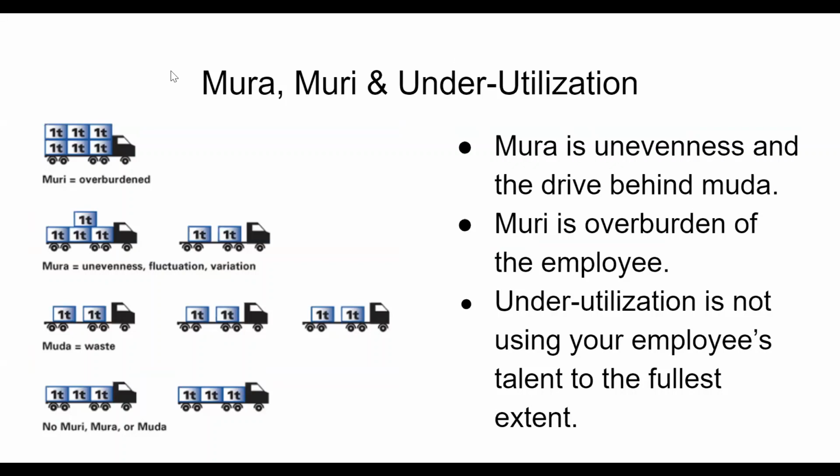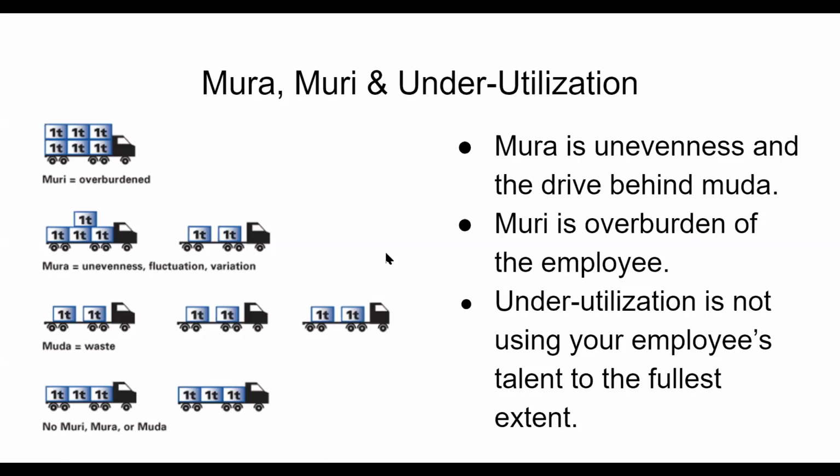MURI is the overburden of the employee. For example, you may have an employee that's carrying too many things at once or carrying something that's too heavy for them. Underutilization is not using your employee's talent to the fullest extent. For example, you may have an employee working on something that isn't their specialty. While they can get the job done, you're not using their talent to the fullest extent.